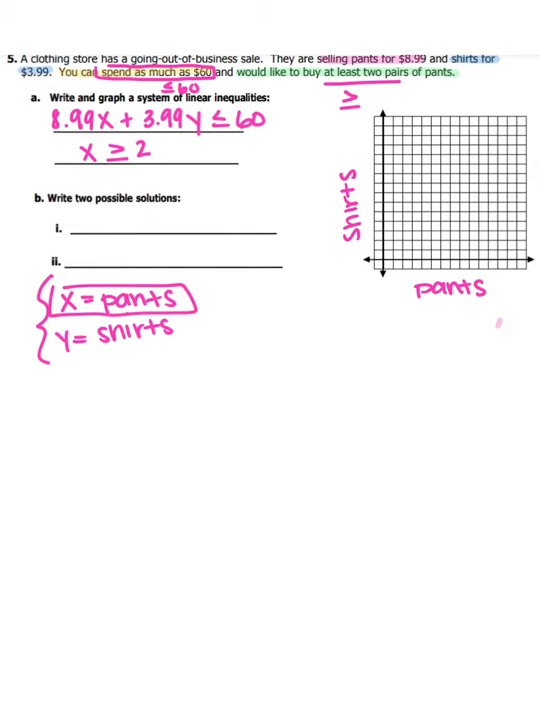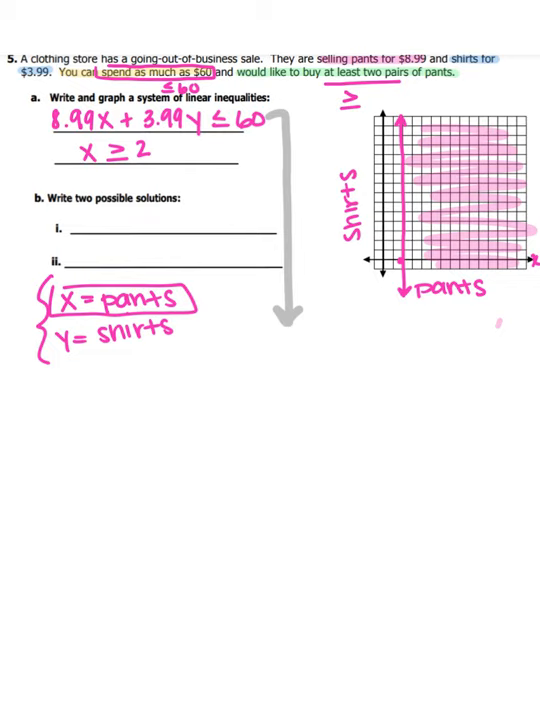So I can go ahead and graph X is greater than or equal to 2. So remember, think about this as X equals 2. I would find 2 on the X-axis and draw a line straight up and down. Since it's greater than or equal to, my line will be solid. And since it's greater than, I'm going to shade to the right. So that's one of my equations graphed.